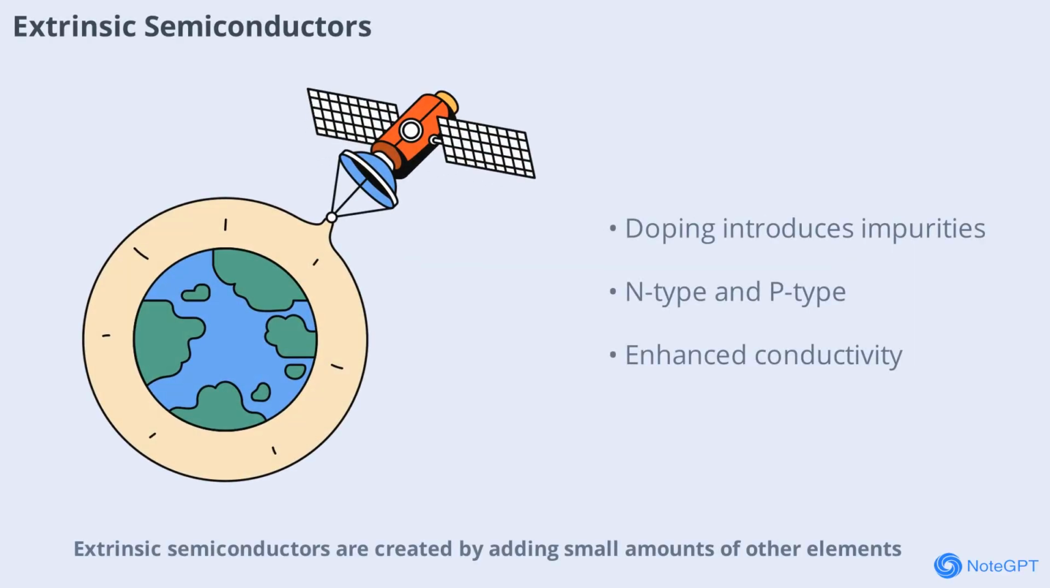Extrinsic semiconductors are created by adding small amounts of other elements, called dopants, to a pure semiconductor. This process introduces extra electrons or holes, making it much easier for electrons to cross the band gap. Depending on the type of dopant, we get either N-type or P-type semiconductors, each with unique electrical properties. Doping is a powerful tool that allows engineers to fine-tune the conductivity of semiconductor materials for specific applications.